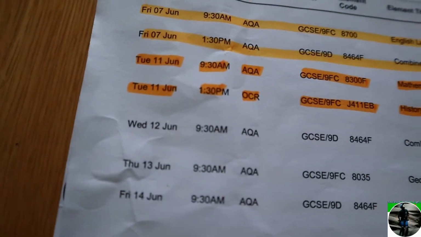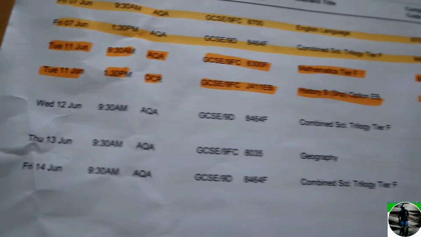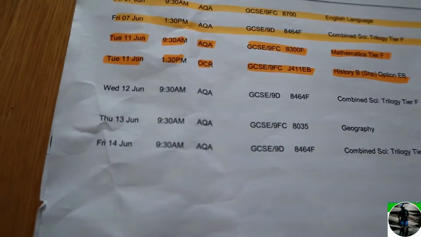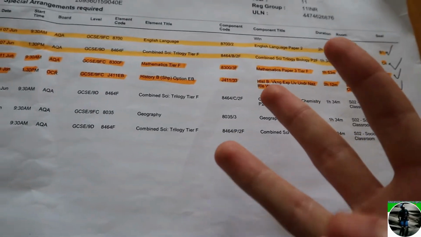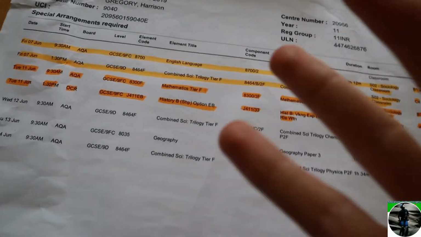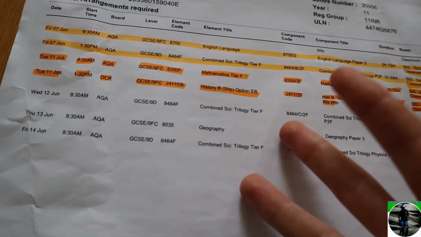As you can see, tomorrow's Wednesday, Thursday's geography, and Friday is physics. So only three more left, guys, three more. Will these three count to my GCSE?